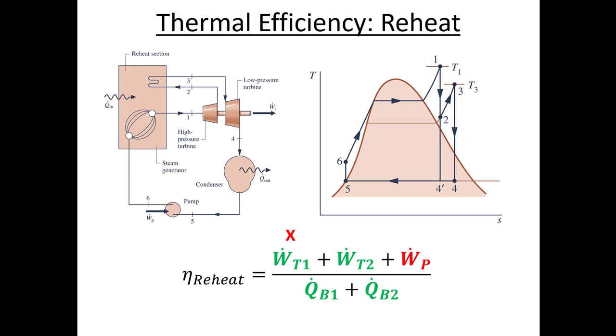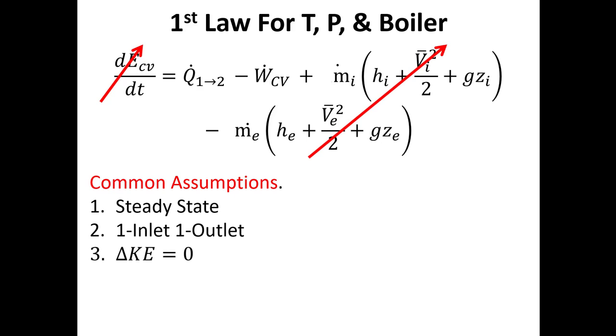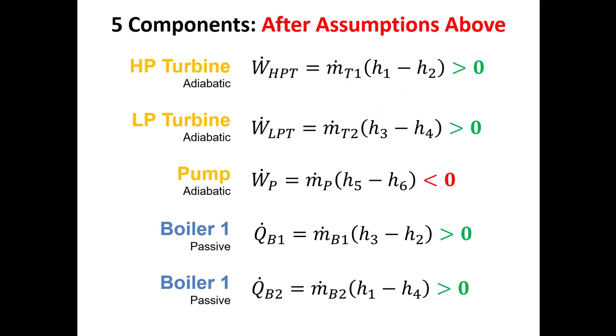Unfortunately, we don't know the power that's being generated by either of our turbines. We don't know the power that's being consumed by our pumps, and we don't know the amount of heat that's going in our heat exchange processes. So it's nice that we have a symbolic solution, but we don't have any of the information that we need to solve the problem. We'll do a first law analysis everywhere. We've talked about this a little bit already, right? We'll make these same assumptions that we talked about. And we get these equations, now specifically for our high pressure and low pressure turbines, for our pump, and for our two boiler processes.